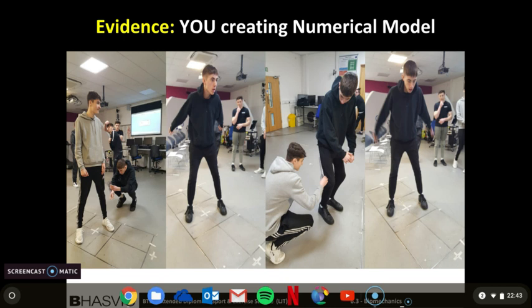Vertical jump data analysis. Shown here is me both completing and overseeing a vertical jump measured on force plates.